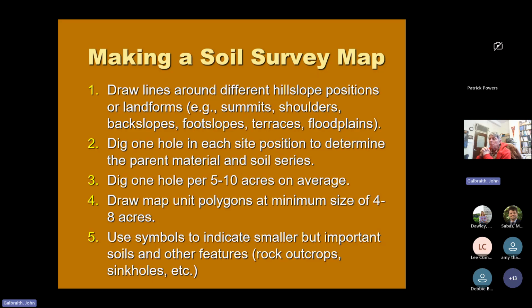You want to draw the map unit polygons. They were drawn at a minimum of 4 to 8 acres. And so that means that if they saw something that was really important, like a sinkhole, but that sinkhole was only 1/4 of an acre in size, or 1/8 or 1/16, but they thought it was important, they would put a symbol on the map to indicate what was found there. But they weren't able to draw a line around it because of just the physical limitations.